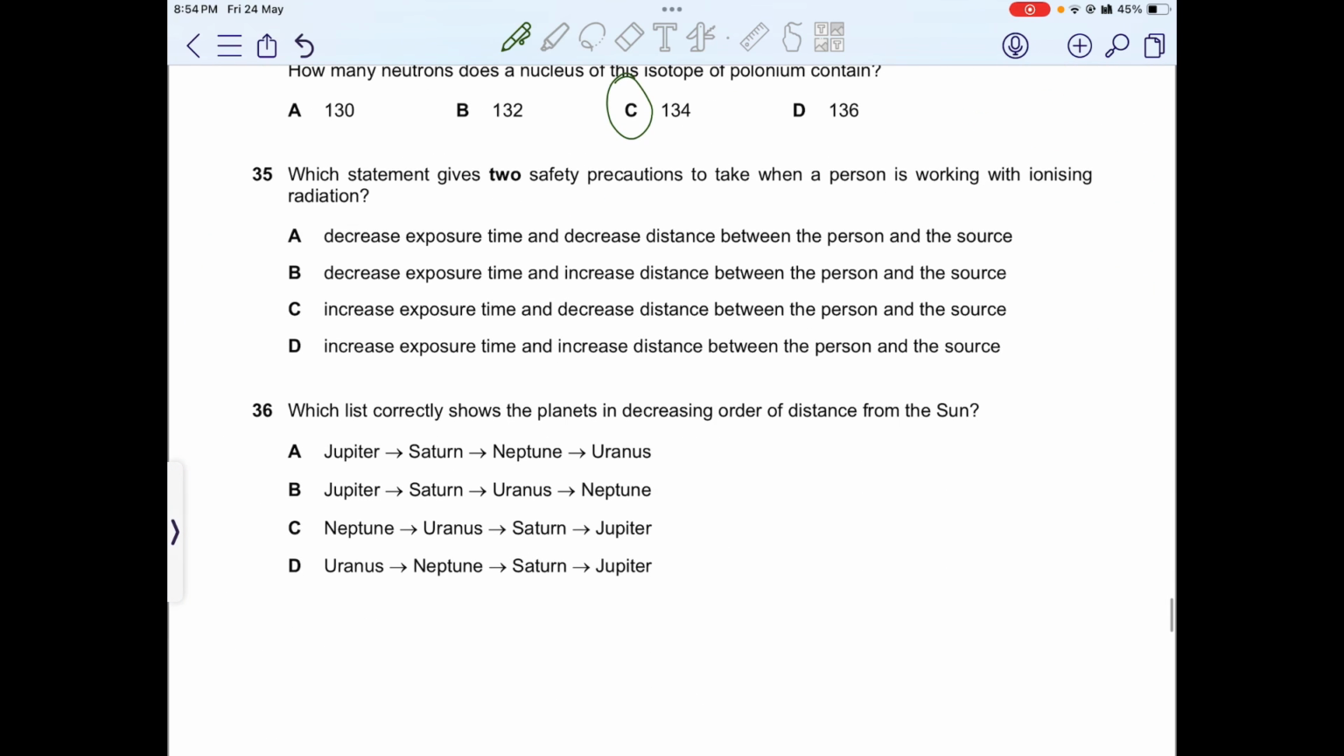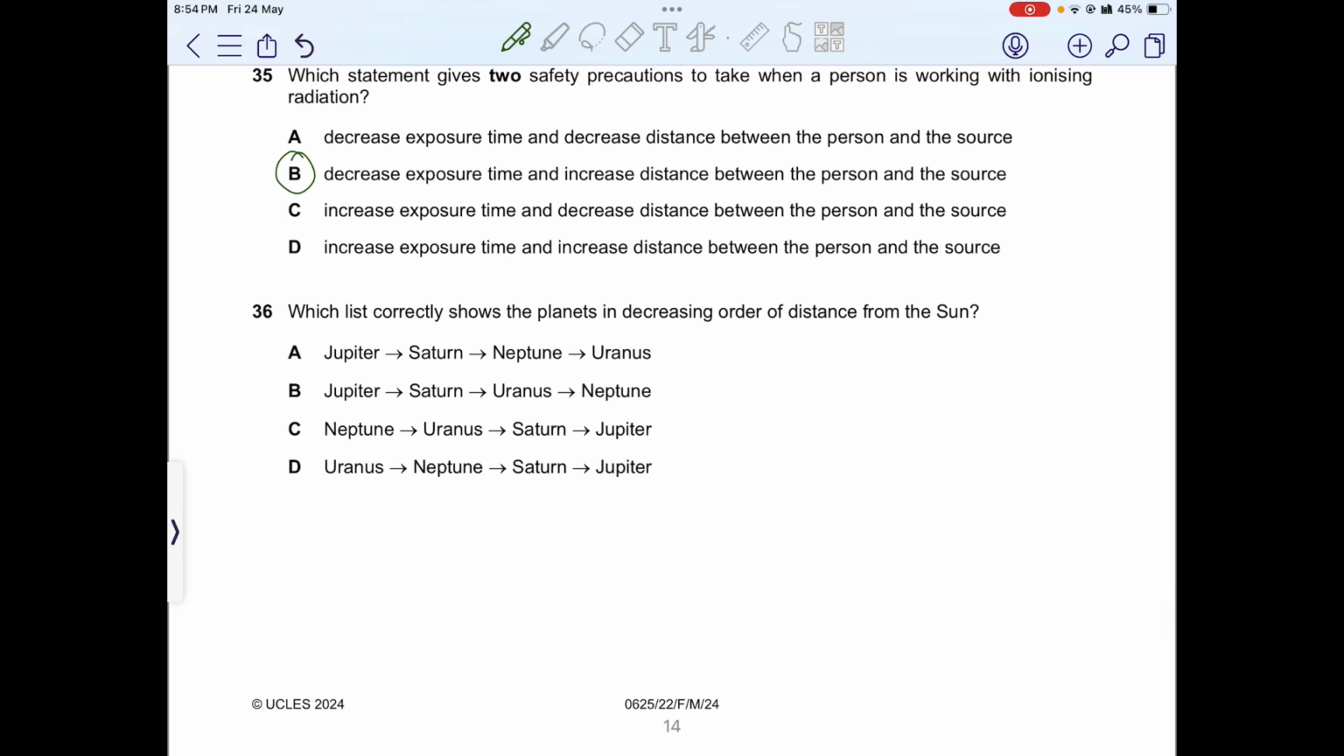Which statement gives the two safety precautions you have to take when working with ionizing radiation? Remember, always decrease the exposure time and increase the distance. When you decrease the exposure time, you have less exposure, and when you increase the distance, the radiation is absorbed by the space in between, and therefore there is less chance of reaching the person.